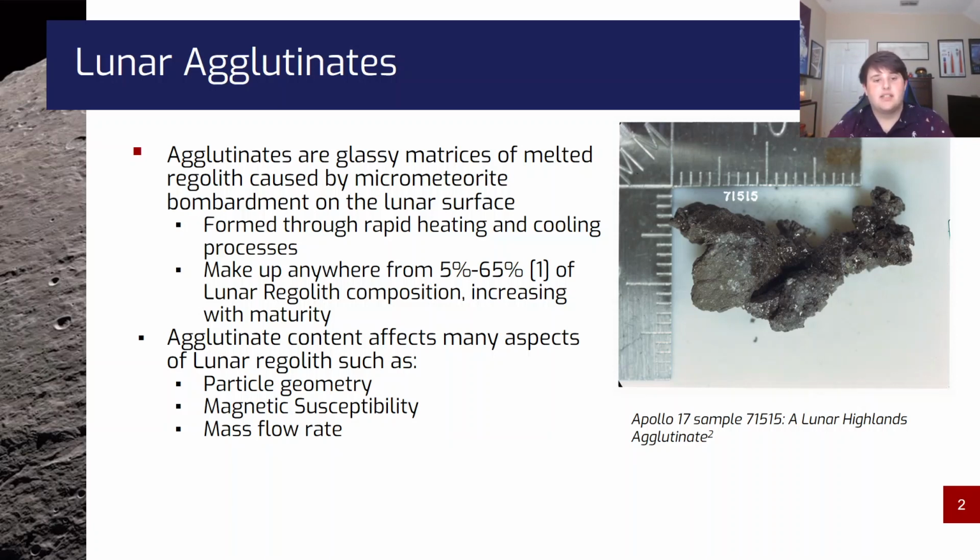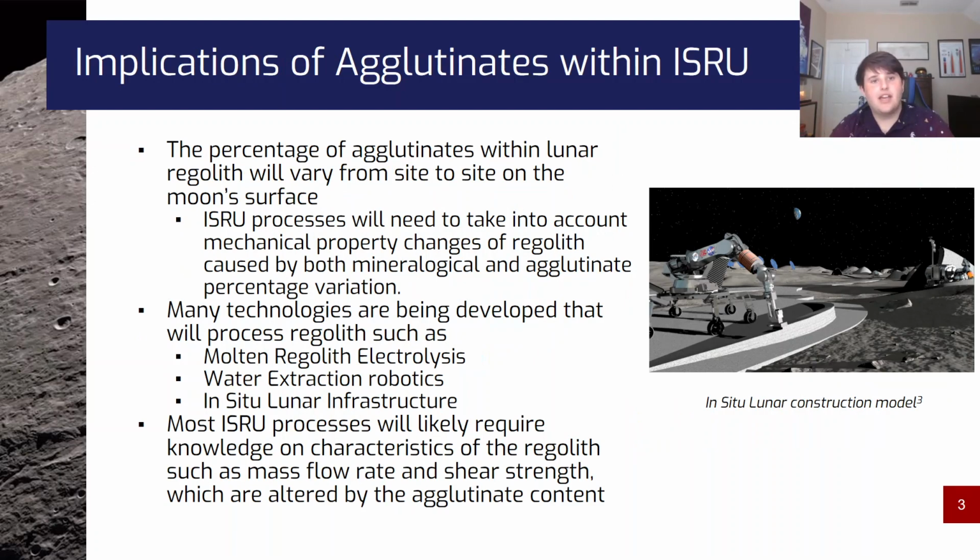Agglutinates are important because they affect many aspects of the lunar regolith. For example, particle geometry, magnetic susceptibility, and mass flow rate. And we'll see why those are important in a later slide. So the implications of agglutinates within ISRU. The percentage of agglutinates within lunar regolith is going to vary from site to site on the lunar surface. So wherever NASA decides to go on the Artemis missions or private industry decides to go, there's going to be different amounts of agglutinates wherever you go.